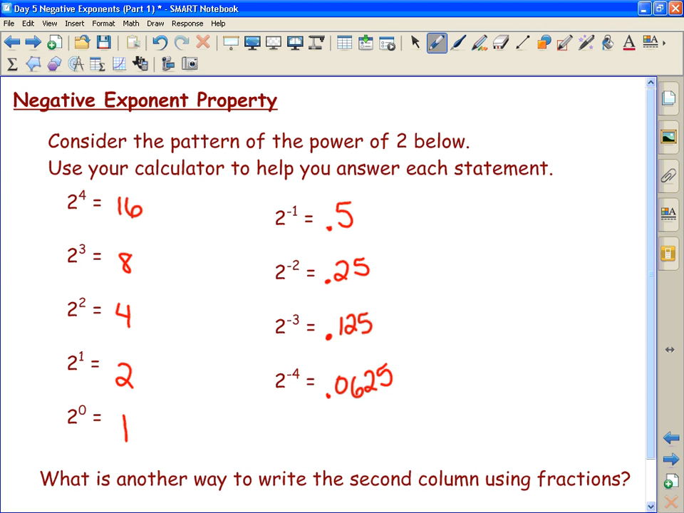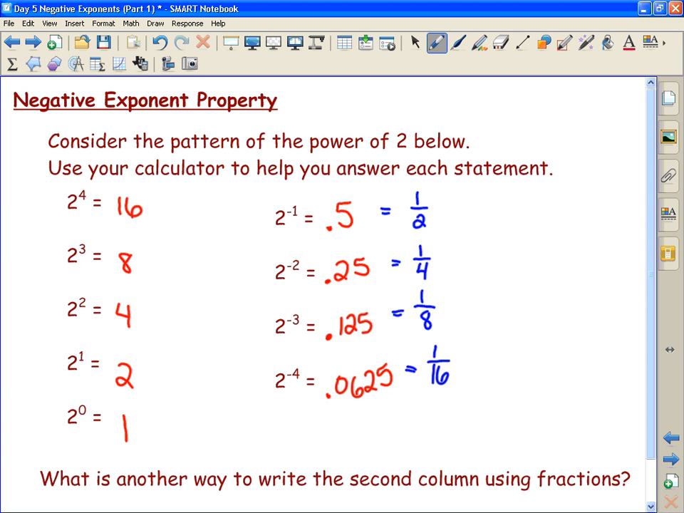But now what I would like to do is decide, is there a way to write my second column here using fractions? Is there a way to write 0.5 using fractions? Well, sure there is. I can write 0.5 as 1/2. I can write 0.25 as 1/4. 0.125 you might not know right off the top of your head, but it does come out to be 1/8. And 0.0625, you can believe me or you can check it on your calculator, comes out to be 1/16.